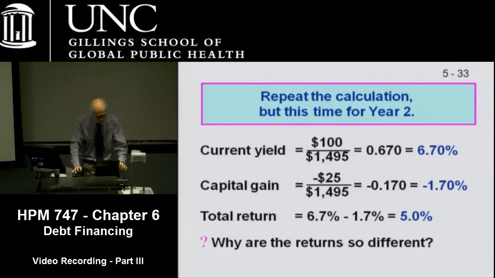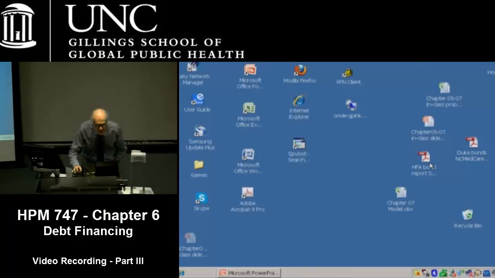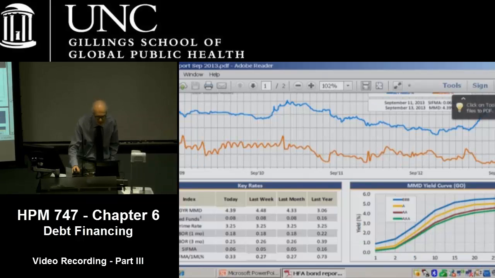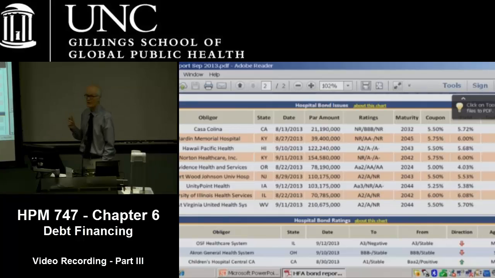Okay, let's look quickly at a practical example. This is a report from last week. Hospital Finance, HFA Partners is a great source of information about bond prices. Can everybody see those numbers or not? Can you see Norton Healthcare? What do you notice? Is Norton Healthcare a premium bond or a discount bond? And this is last week.